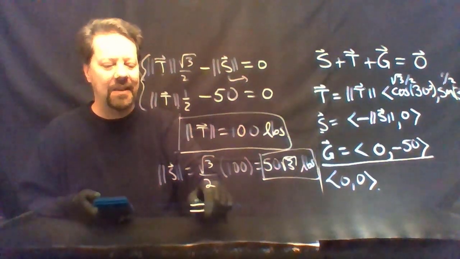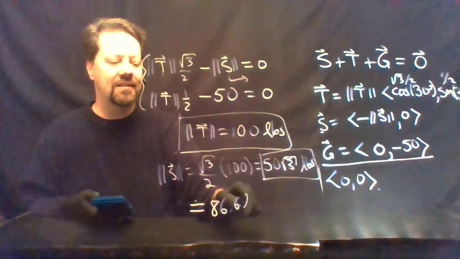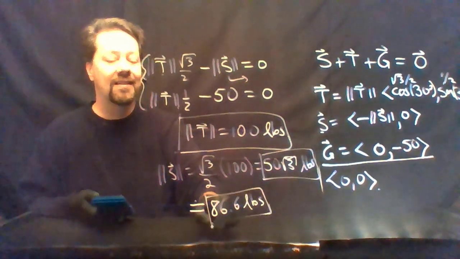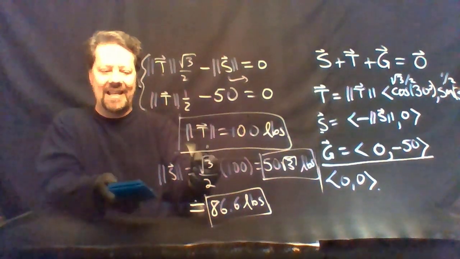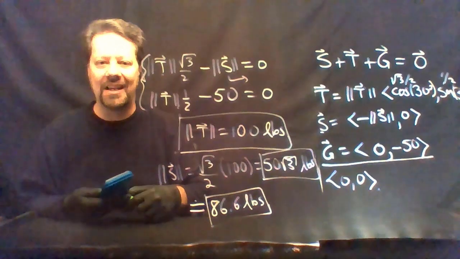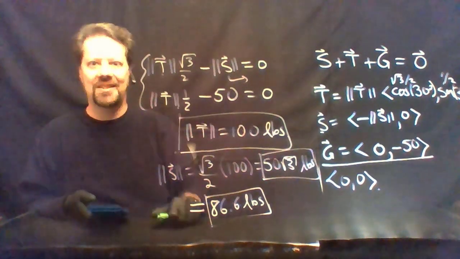My calculator tells me that the sister force is approximately 86.6 pounds. So that must be one strong sister to be able to pull back with 86.6 pounds of force on this 50-pound child dangling his legs down to the ground, but at an angle of 60 degrees.